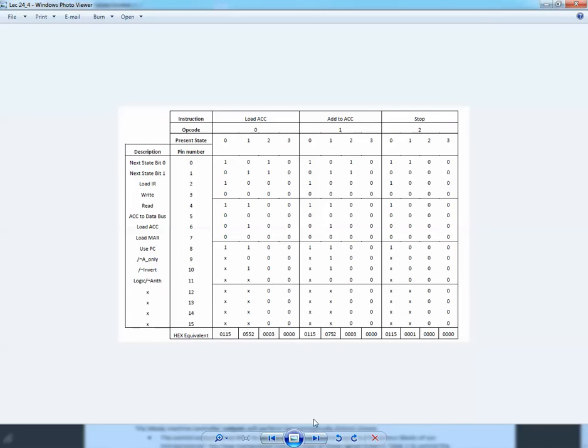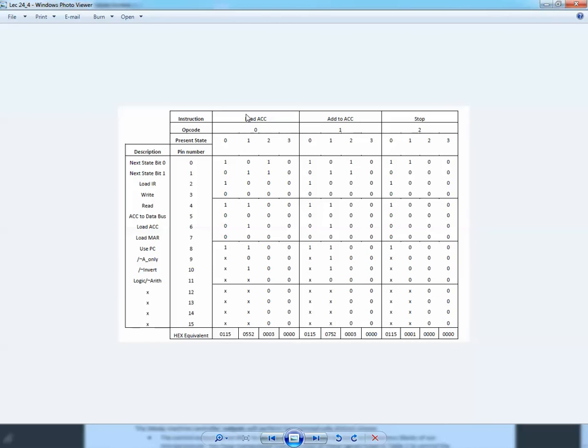Okay. In reality, this is not the case. In reality, what happens is that the load ACC is done over 4 clock cycles. The add to ACC is done over 4 as well. The stop is done over 4 as well. Why do we need that? Because some commands, actually here we were lucky. Load ACC by itself, by nature, does not need except a single clock cycle only.